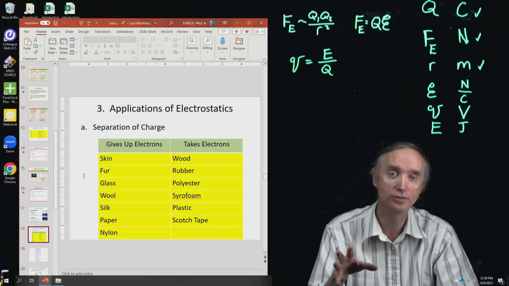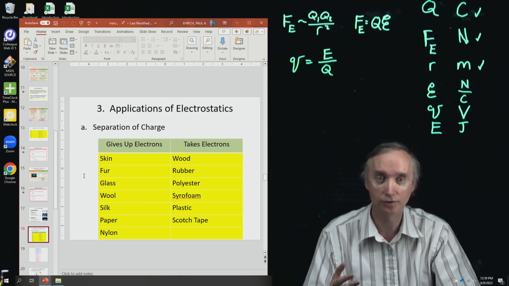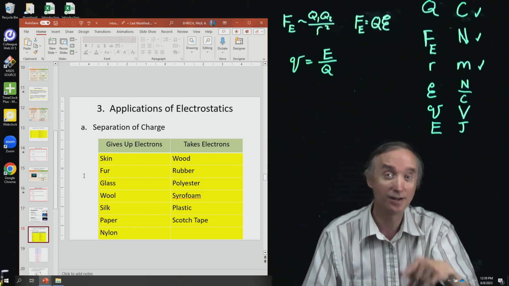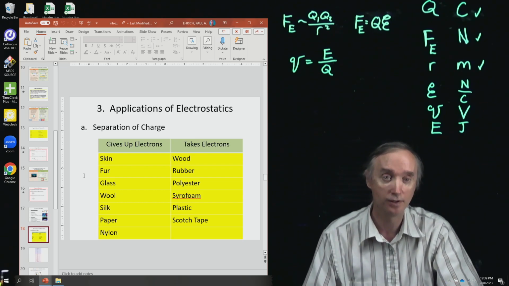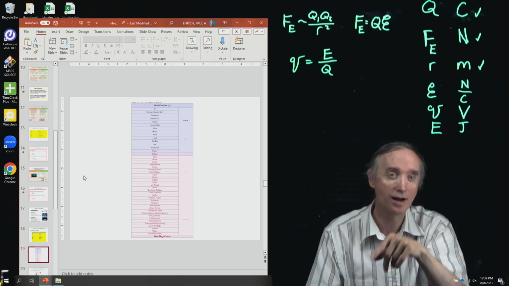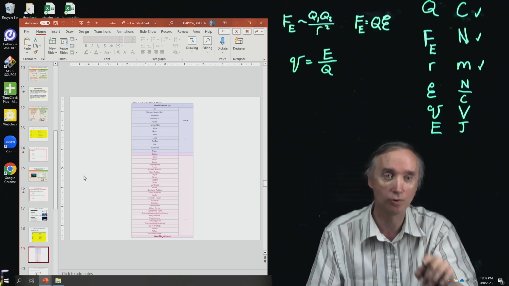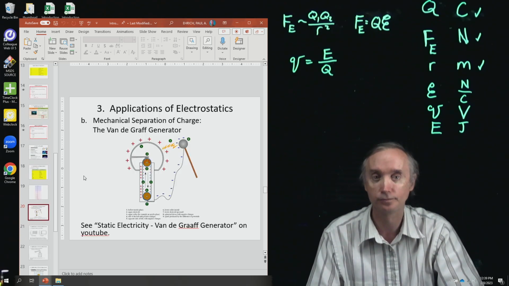So you don't need to know which kinds of substances like to give up their electrons and which kind like to take electrons, but I could give you that chart on the exam and you have to be able to read the chart. Okay, and this would not be on the exam. That's a more exhaustive list of different kinds of substances.